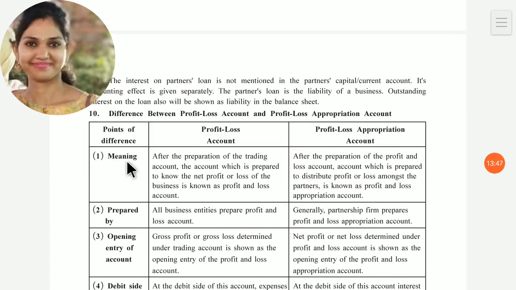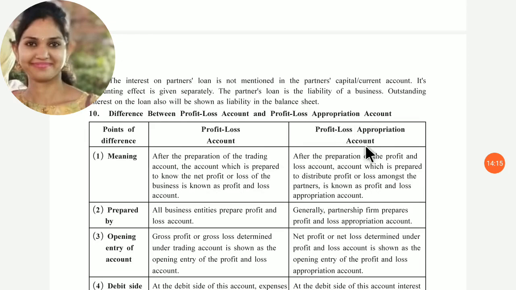First point, meaning. After the preparation of a trading account, the account which is prepared to know the net profit or loss of the business is known as a profit and loss account. Okay girls, it means a P&L account is prepared after preparing a trading account. And what is the purpose of preparing a profit and loss account? To know the net profit or net loss.